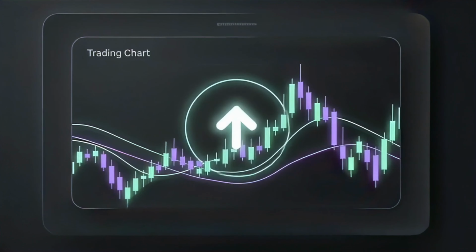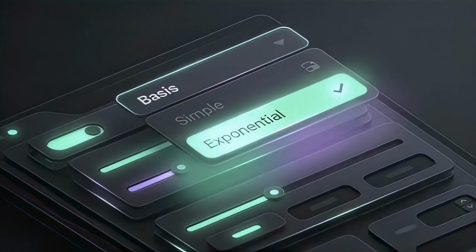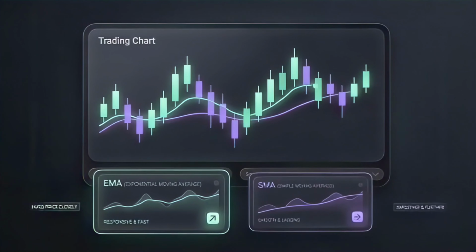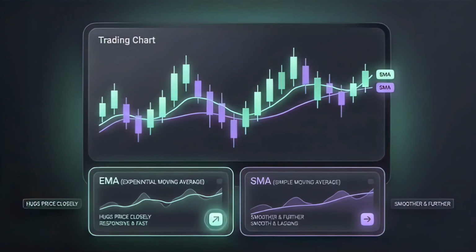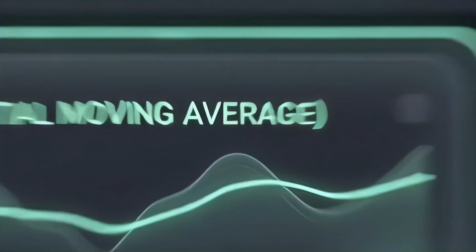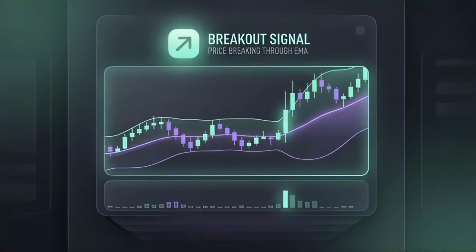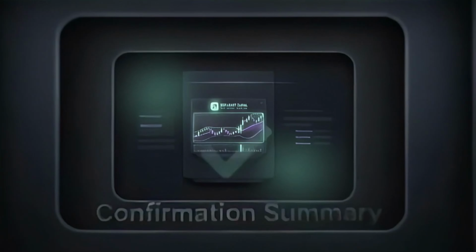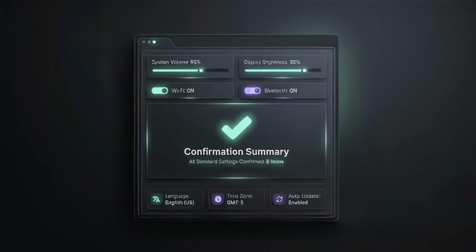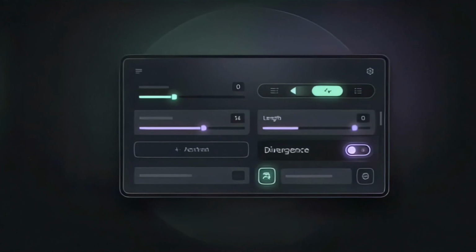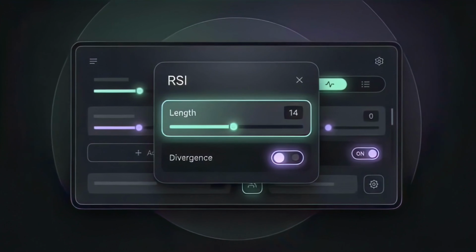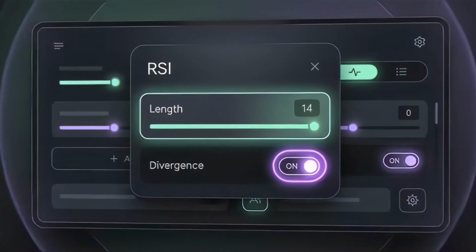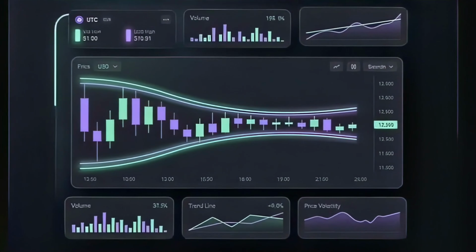Set the bands to length 20, but now change the basis moving average type to the exponential average. This is the setting nobody adjusts, and on the hourly it makes the middle band hug recent price more closely, so when price breaks it after a squeeze, the break is cleaner and earlier. Source on the close, offset 0, deviation at 2. Set the strength index to length 14 and switch on its divergence calculation, because divergence into a squeeze is the tell.